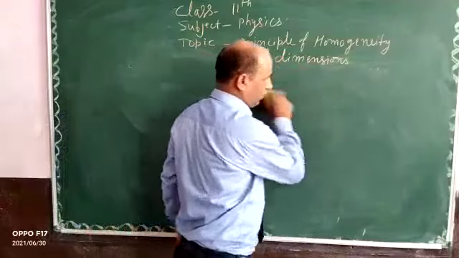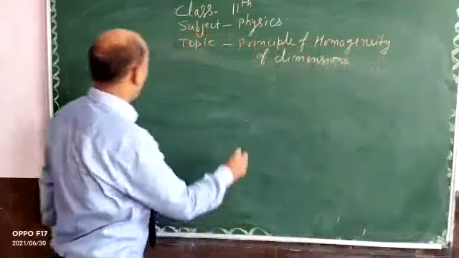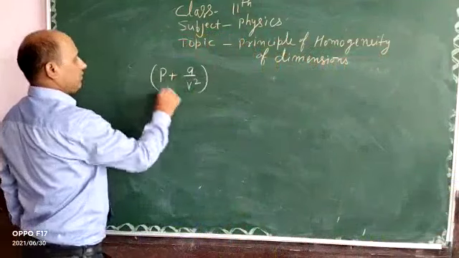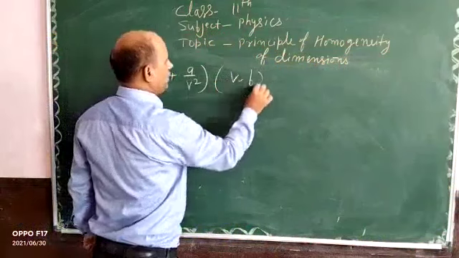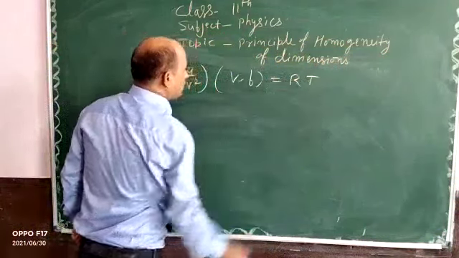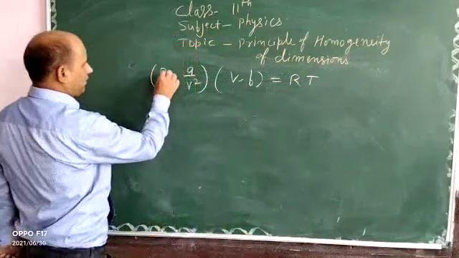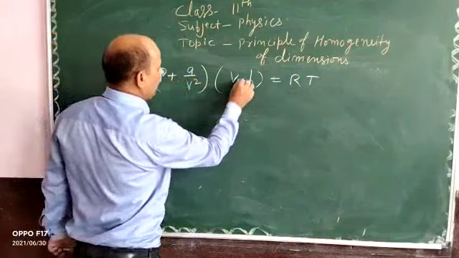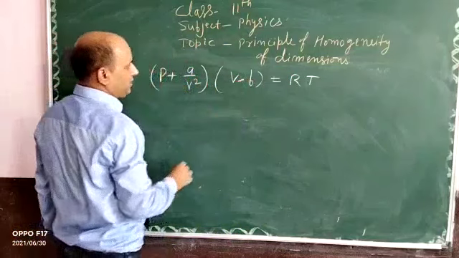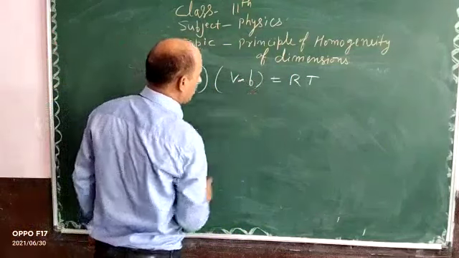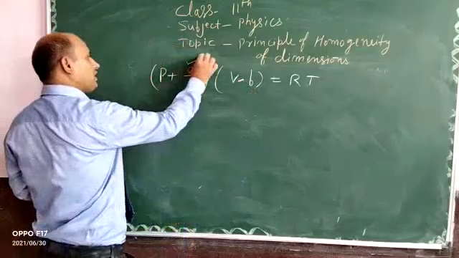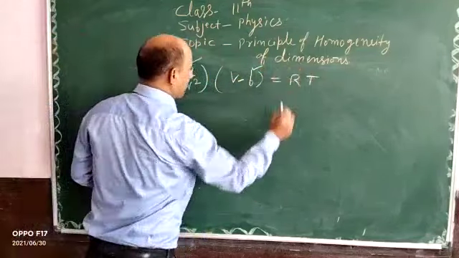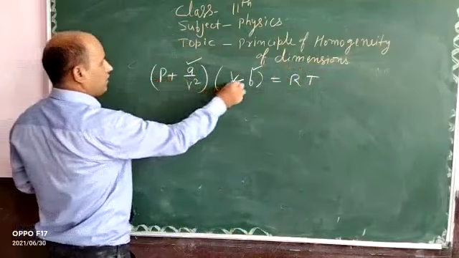Suppose we have the van der Waals equation: P plus a upon V square, times V minus b, equal to RT. In this equation, pressure P is added to a upon V square, and volume V is reduced by another constant b. So we have to find out the dimensions of constants a and b. R is the gas constant, T is temperature, P is pressure, V is volume.